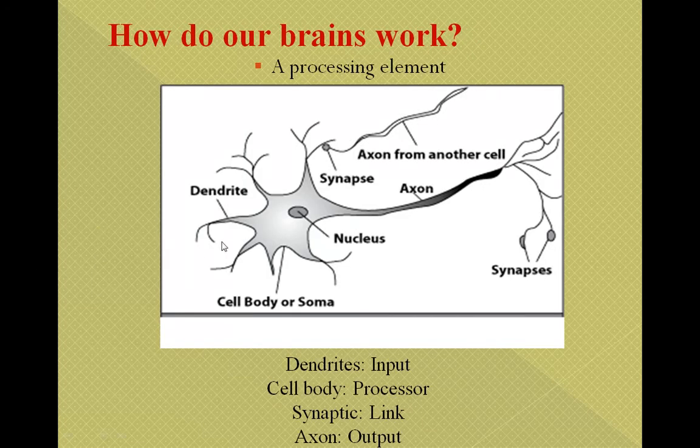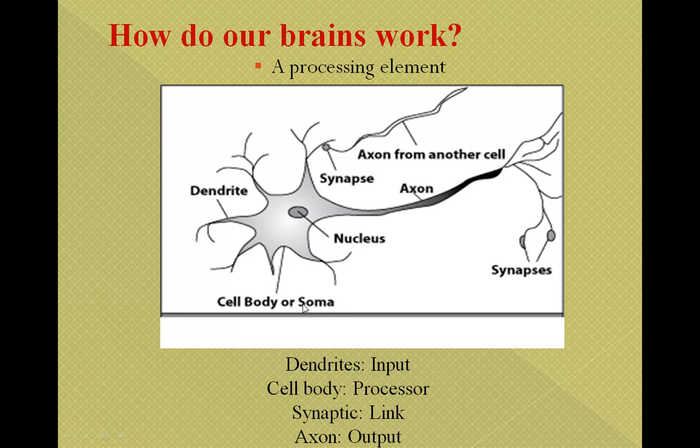Here I'm showing you the simple functioning of the human brain. So this is the processing element. This processing element is basically a neuron, which is the actual neuron of our brain. So here you can see there are dendrites. These branches are called dendrites. They are the input receiving branches that receive input from multiple neurons through which it is connected. And after getting input, it will process the information inside this body.